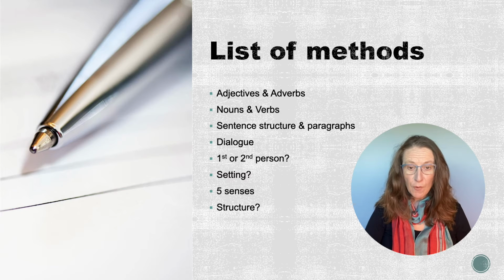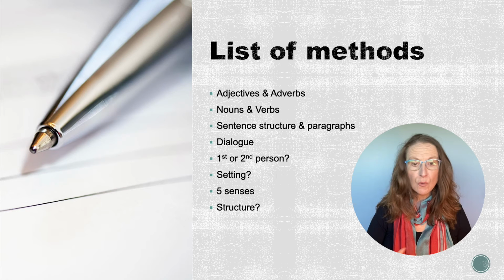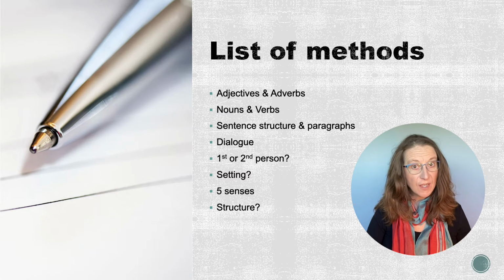Another useful list before the exam is a list of methods. And these are methods of using language to interest and give a good impression to the reader. Adjectives and adverbs. Think of those. Nouns and verbs. Sentence structures and paragraphs. Is the text you want to create, or the text that you're analysing, incorporating some dialogue? Is it written in the first or second person? What's the setting? Is the setting going to reflect the character's feelings?